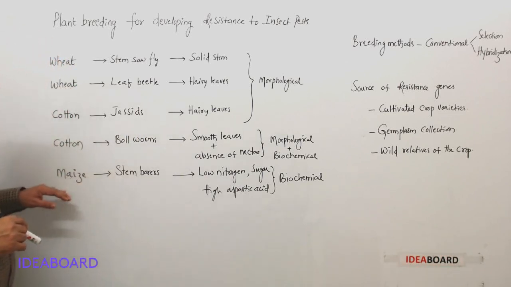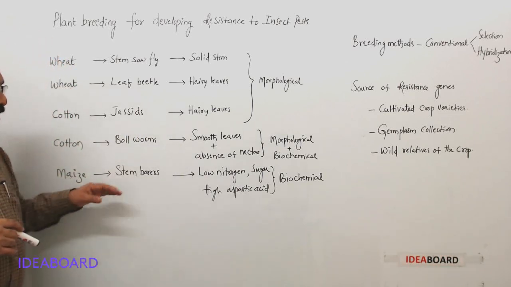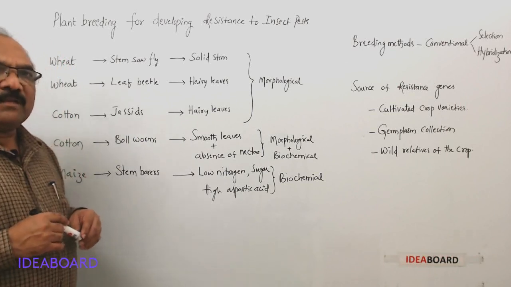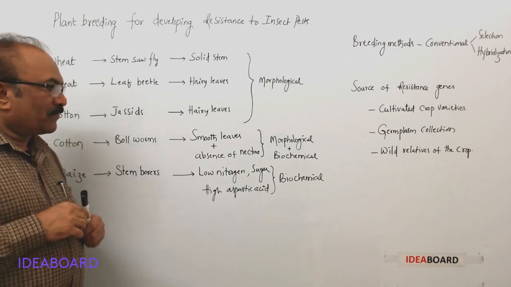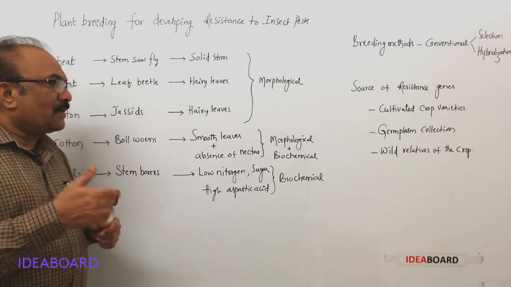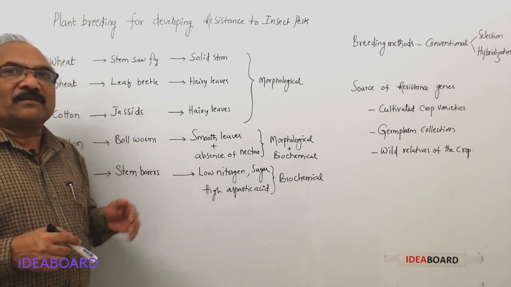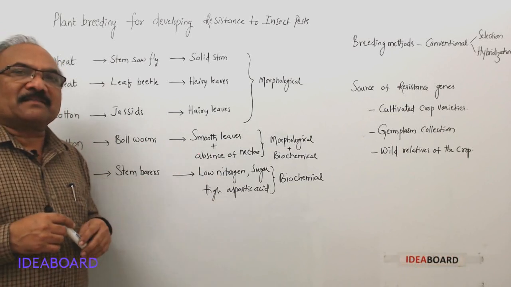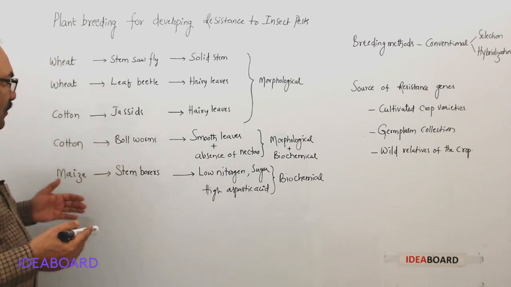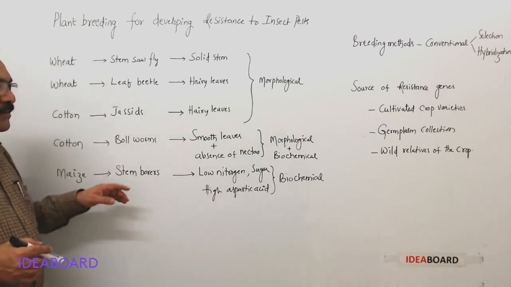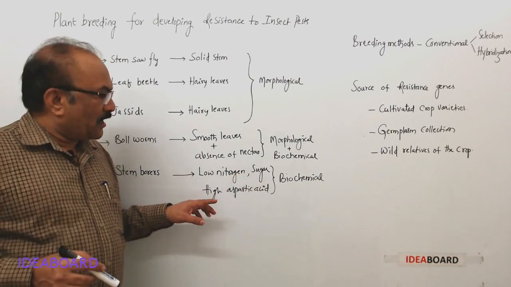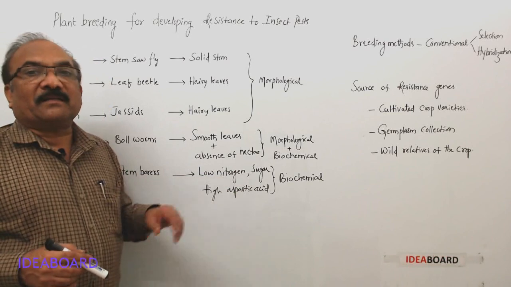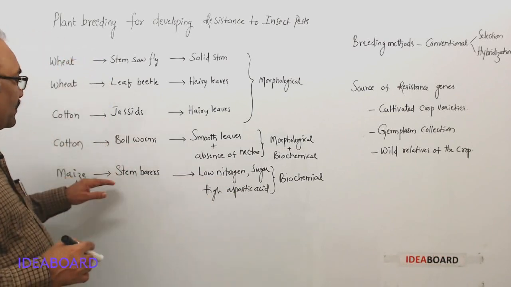In a similar manner, in the maize plant, the stem borers make holes in the stem when the stem contains a high amount of nitrogen, a high amount of sugar and less aspartic acid. But the varieties of maize with low nitrogen, low sugar content and a high amount of aspartic acid are not attacked by these stem borers.